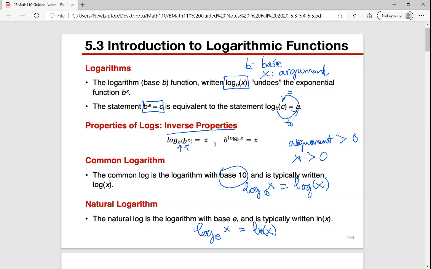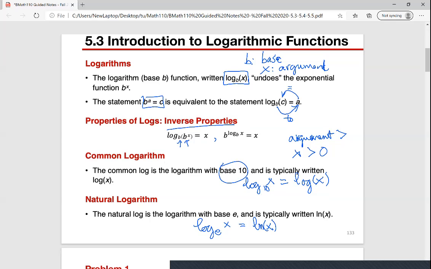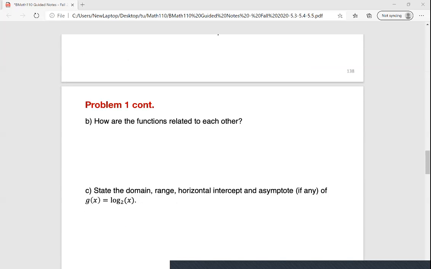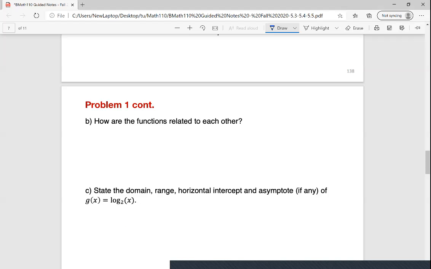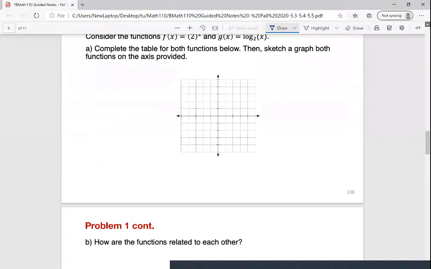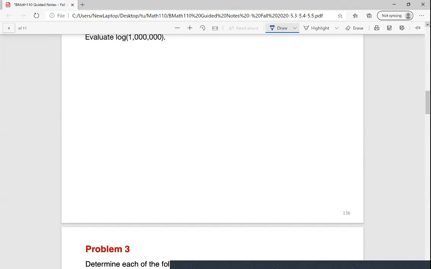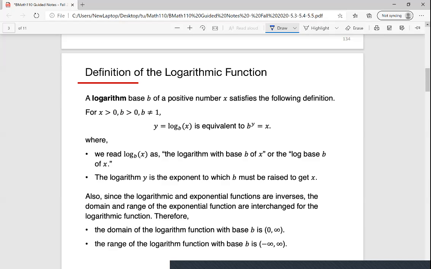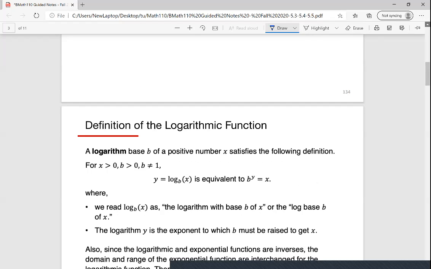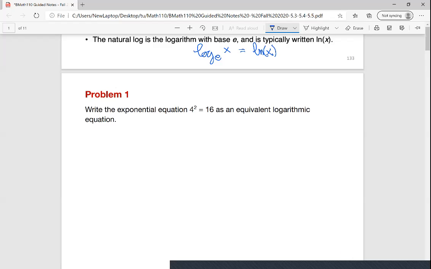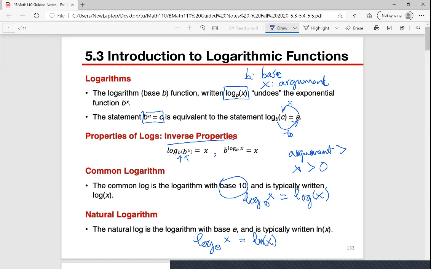Let's move down. Uh-oh. Okay, so here, oh my, one second. Right here.